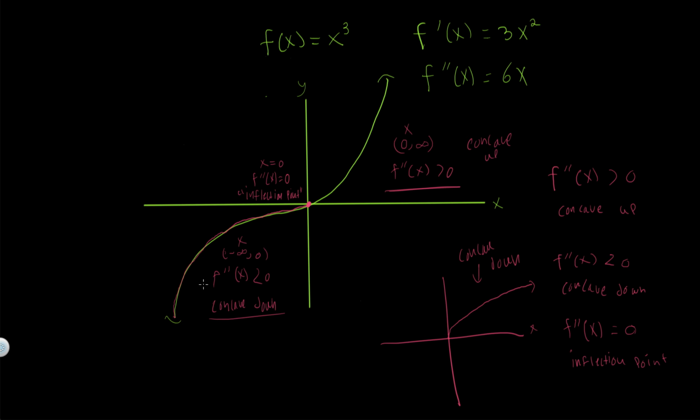So again, this graph is concave down from negative infinity to 0 because the rate of increase is decreasing. At 0, it changes concavity from concave down to concave up because the rate of increase is now increasing. So f double prime of x is greater than 0, so it's concave up. So this is concave down. This point right here is the inflection point, and this portion of the graph is concave up.